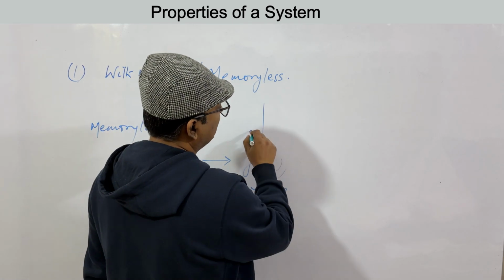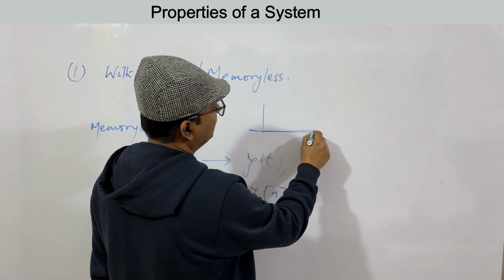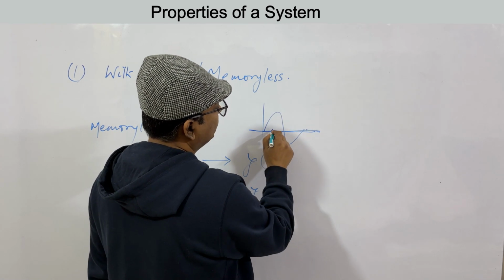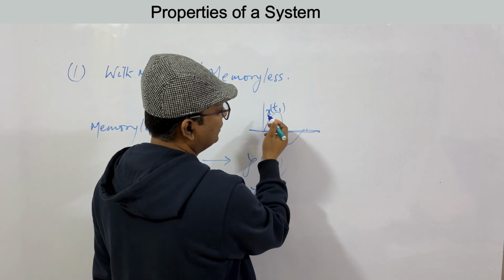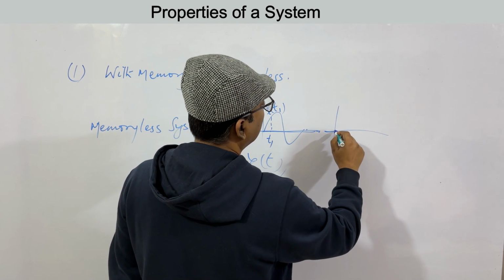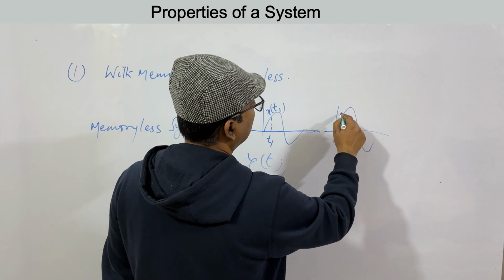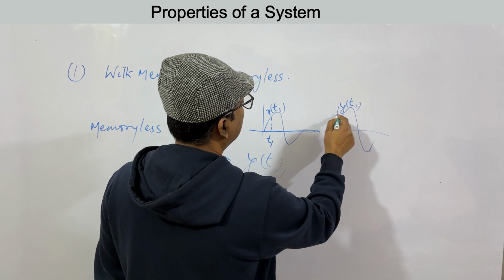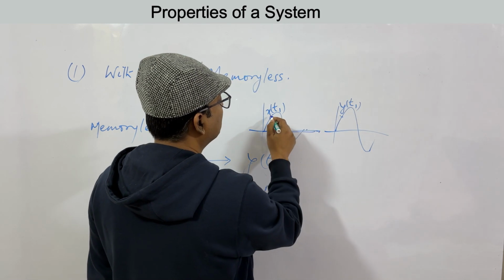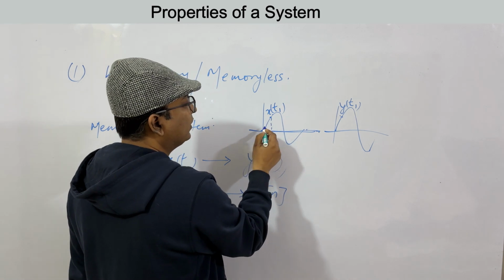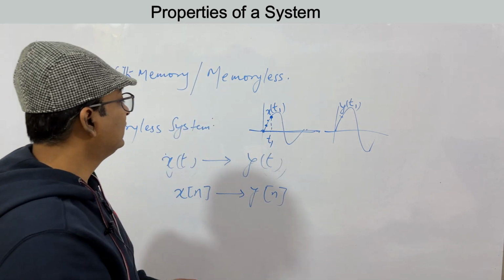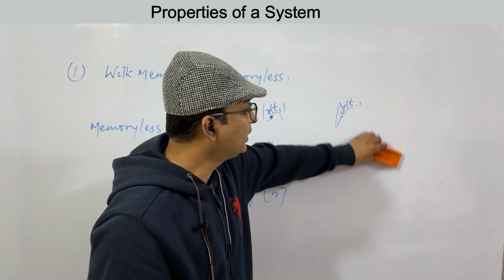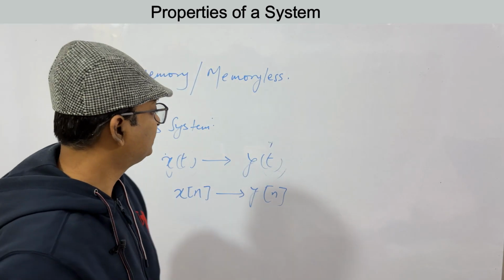Let's say this is our input signal. So at t equal to t1, whatever be the value of this, our output is dependent on this only, that is, y at t1 is dependent on x at t1 only. It is not dependent on x at 0 or x at this point or this point. It is dependent on this point only. Then it is called a memoryless system.